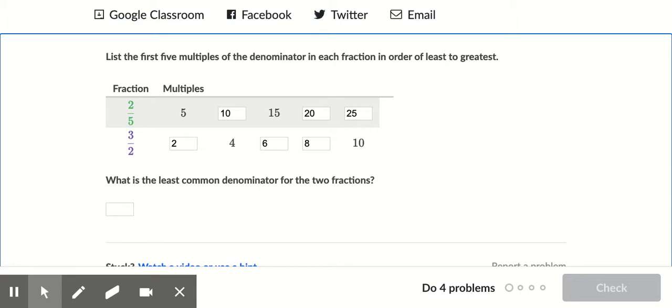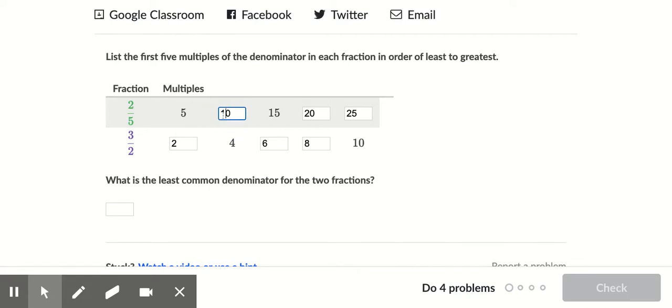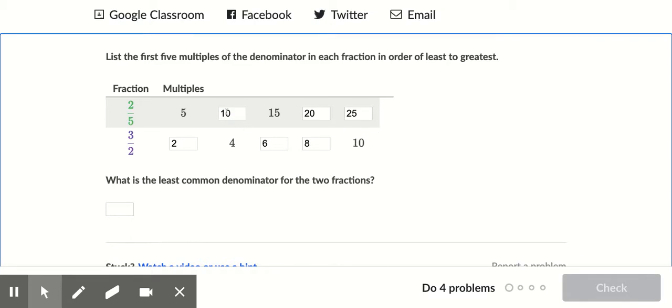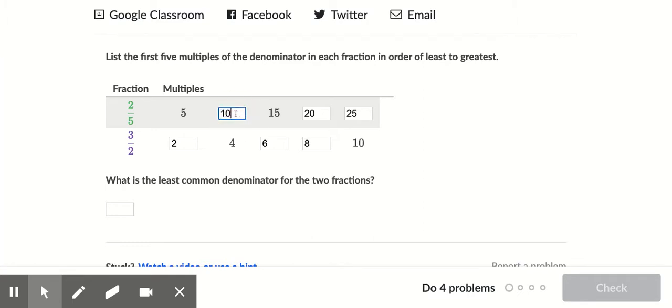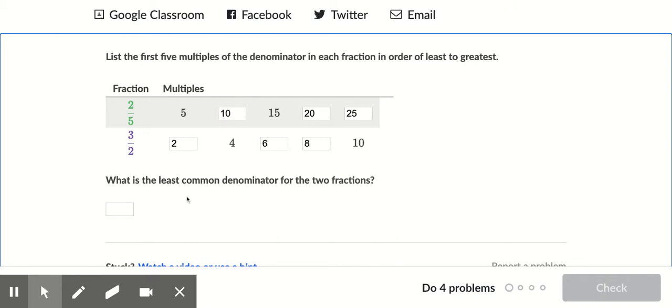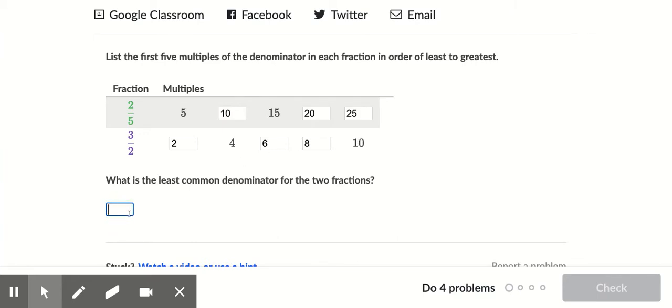Now I have to find the least common denominator for these two fractions. So let's take a look. I'm trying to find the first number that is the same. So I see that they do not both go into 5 or 2. The next number up here is 10. Let's see if there's a 10 in this list. There is a 10 in this list. So that's the first number that I see in my list of multiples for the number 5 and my list of multiples for the number 2. So my least common denominator for these two fractions would be 10.